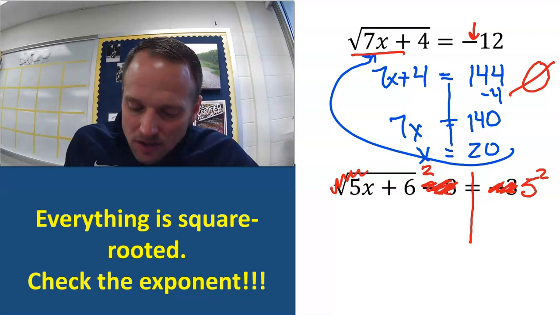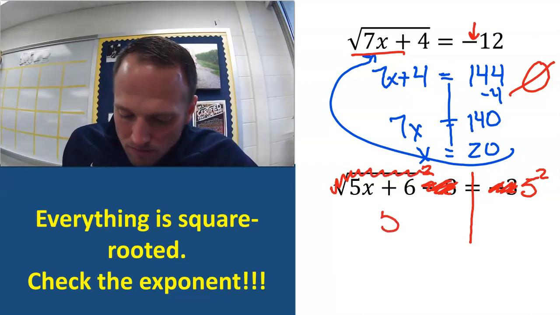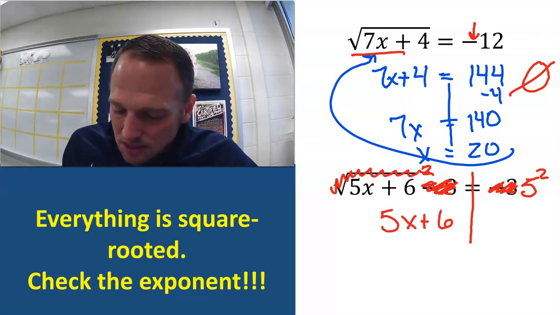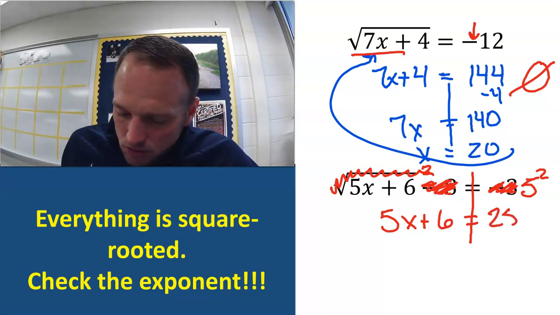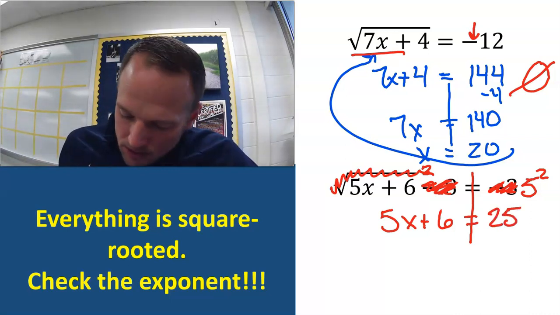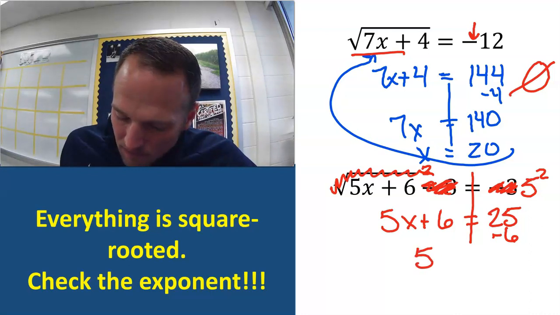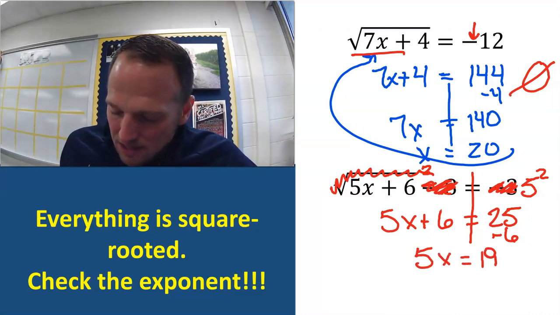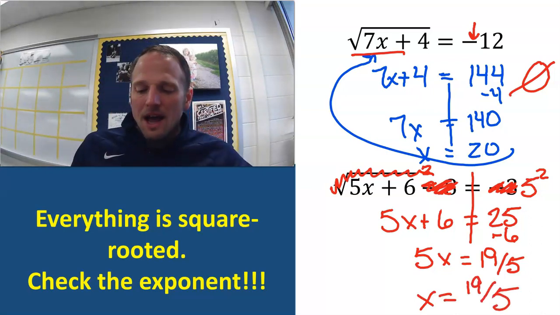Square both sides. Square root and square will cancel. 5x plus 6 equals 25. Let's subtract the 6. 5x equals 19. And divide by 5. X equals 19 over 5.